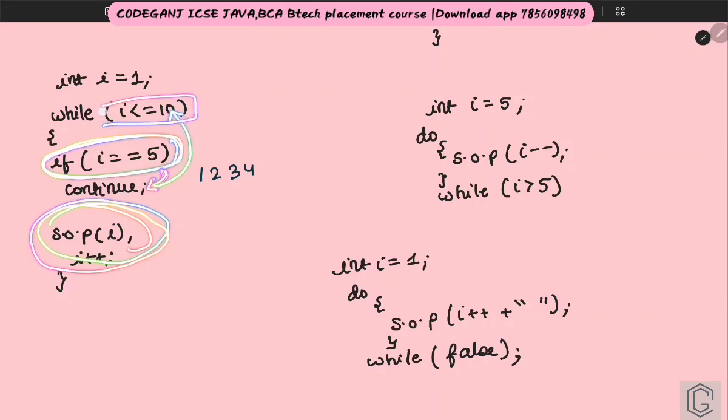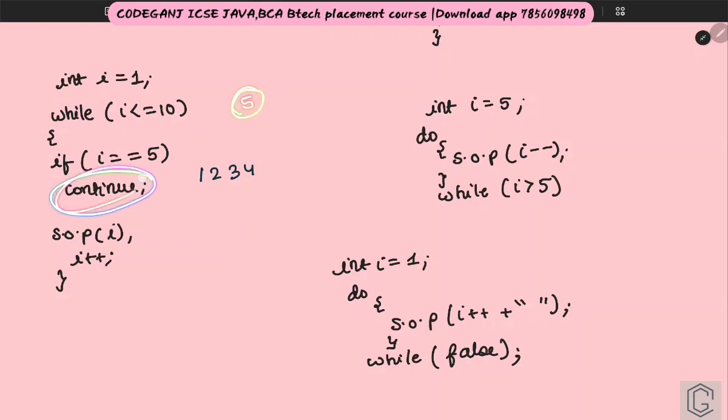As soon as it comes here, it checks if I is less than or equal to 10, and the value of I is 5. The value of I is always 5, because there is no I plus plus written here. There has to be an I plus plus written here as well, and then only this would have printed. Since I plus plus is missing, your I value is not increasing beyond 5. It is stuck at 5, and this continue is always getting executed.